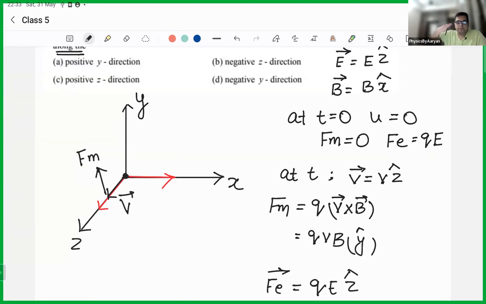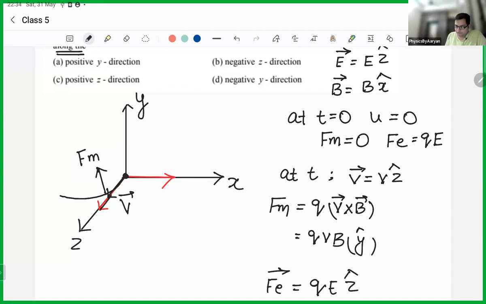So what is going to happen after some time? So your particle will move like this. It's like this, right? What do you say?